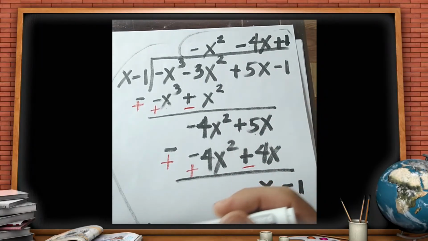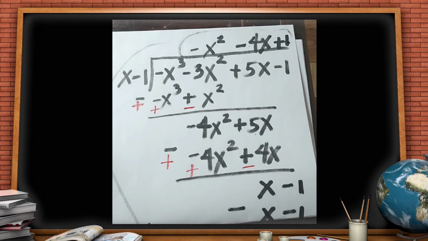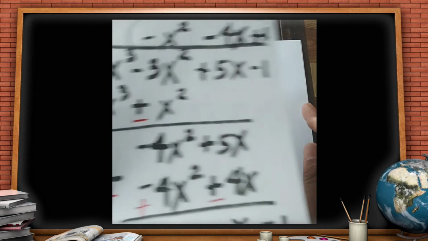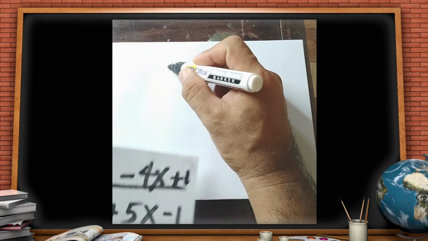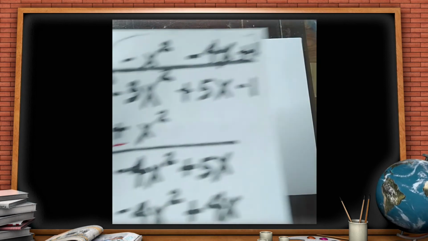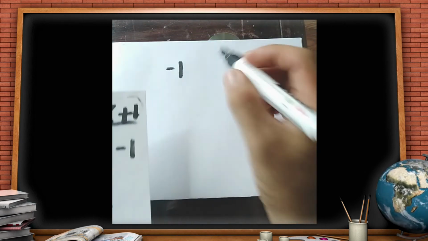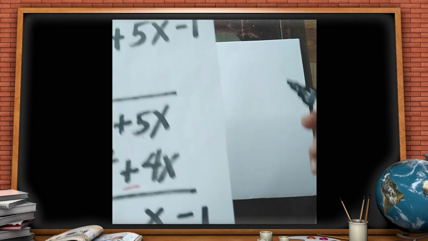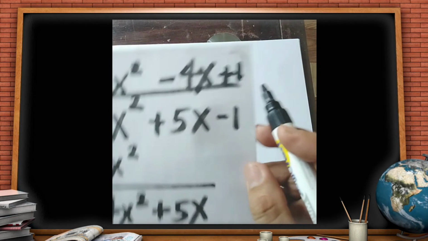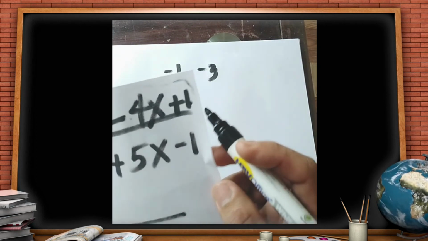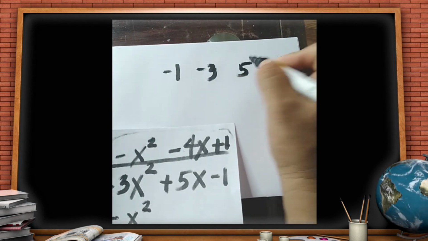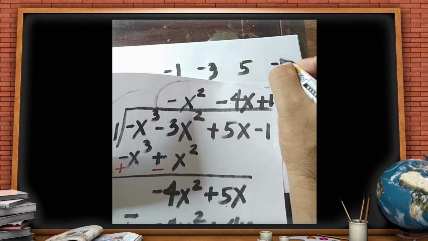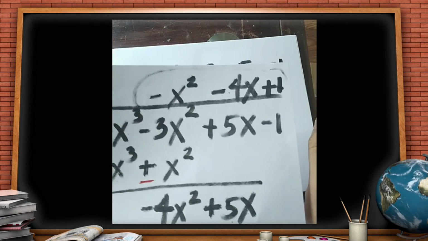Ang gagawin natin ngayon ay kukunin na lang natin yung ating mga numerical coefficient. Okay? So, sa ating x cubed, mayroon tayong negative 1. Maglalagay tayo ng negative 1 dito. Then, sa ating x squared, mayroon tayong negative 3. And then, after that, sa ating x raised to 1, mayroon tayong positive 5. So, lagay natin positive 5 dito. Okay, and then sa ating constant term or x raised to 0, we have negative 1. So, nagawa na natin yung ating first line sa dividend.